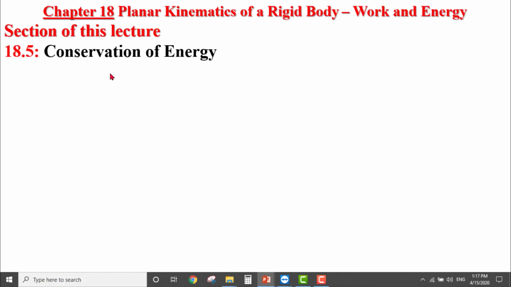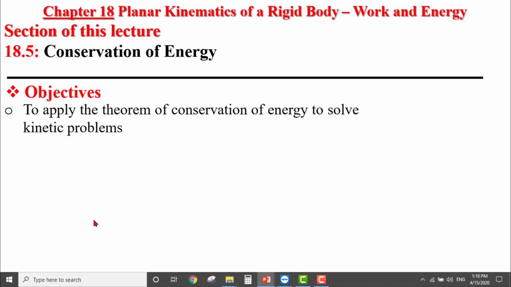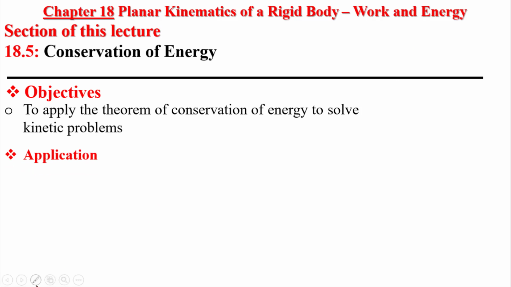The remaining section is 18.5, which talks about conservation of energy. Conservation of energy means that the energy is conserved. The energy will not be lost to the surroundings, or the energy will be reversible. So the objective is to apply the theorem of conservation of energy to solve kinetic problems.